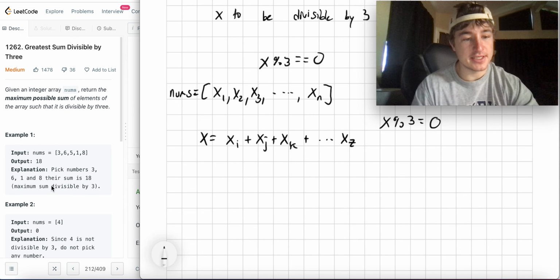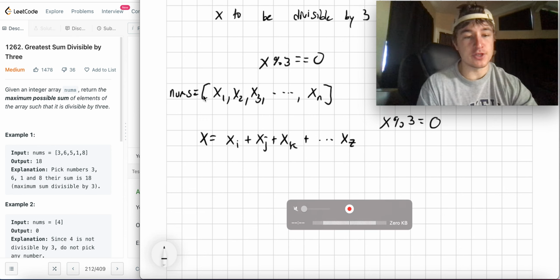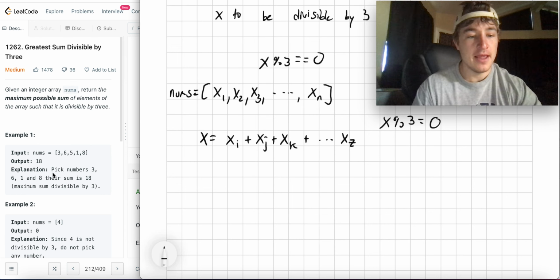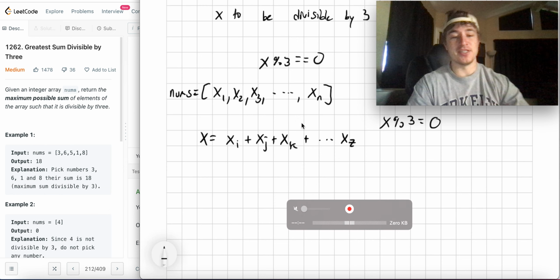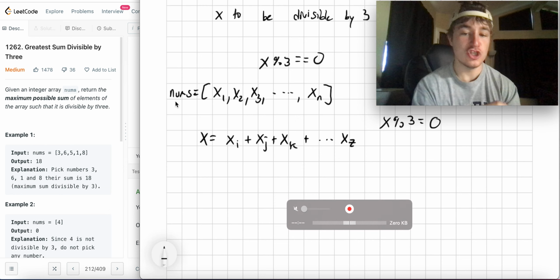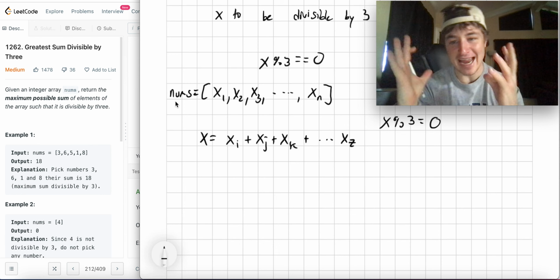Okay, so in this case our nums are 3, 6, 5, 1, 8. And then our x is 18 because we choose number 3, we choose number 6, we choose number 1, we choose number 8. That's a specific example. I'm trying to generalize that so we can build some sort of intuition about the nature of this problem.